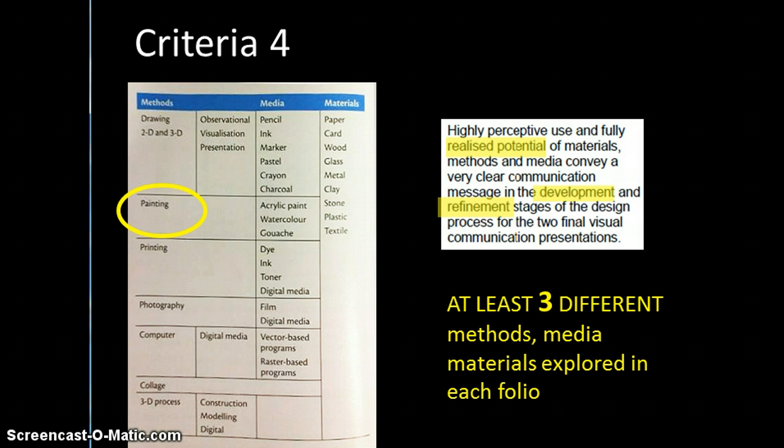So I'll give you an example. Let's say that you pick painting. The media that you would use to do that could be acrylic paint, watercolour paint or gouache paint. And the material that you could apply that media to would be things like paper, card, wood, glass, metal, clay, stone, plastic and textiles. So you've actually got to look at the resources that you have at home and at school, and just see if you've got a whole bunch of different things that you could use and trial.